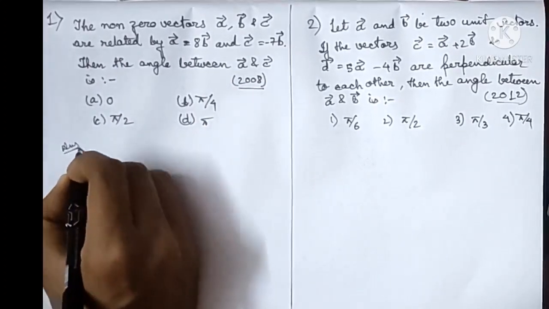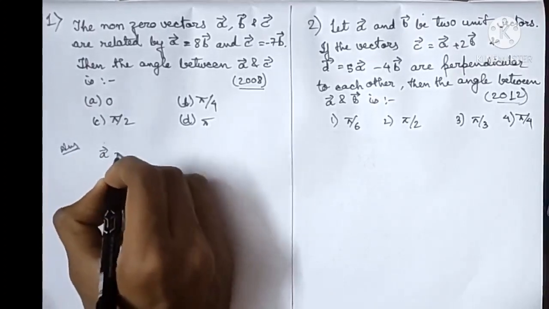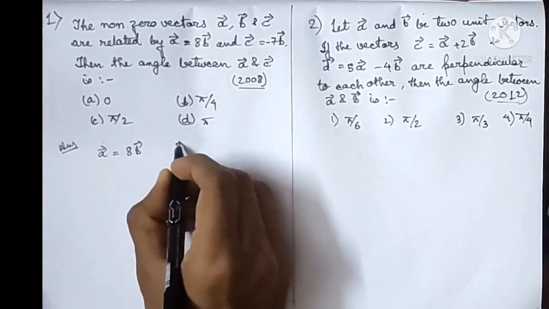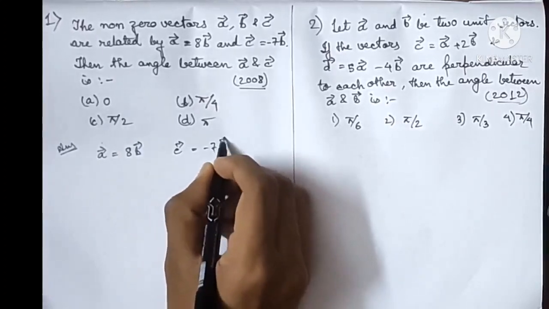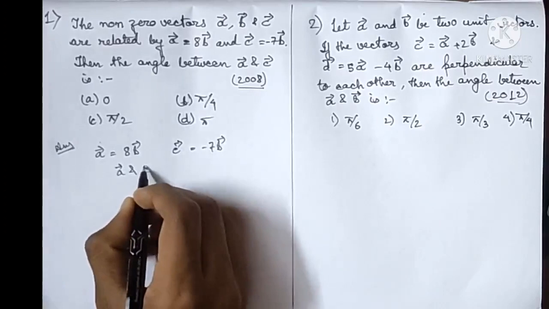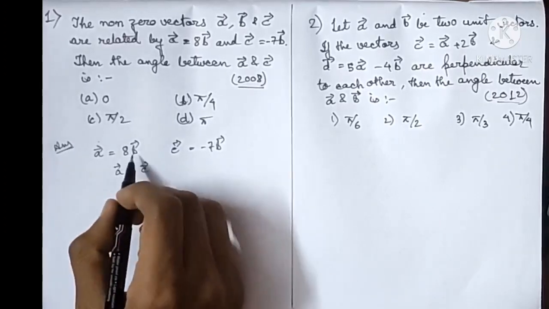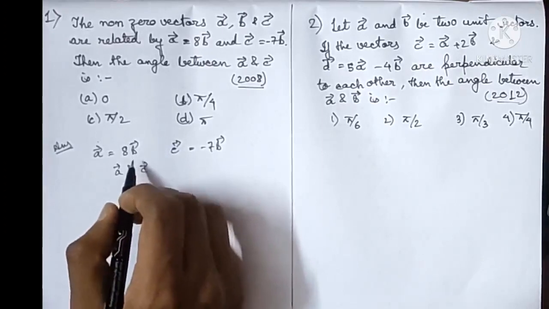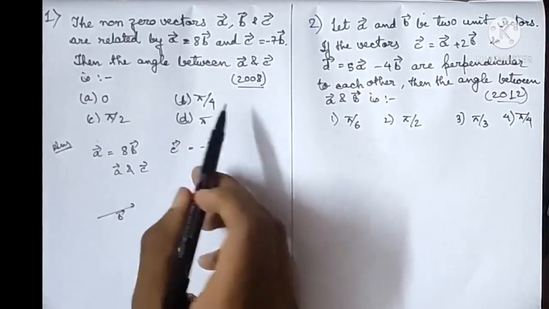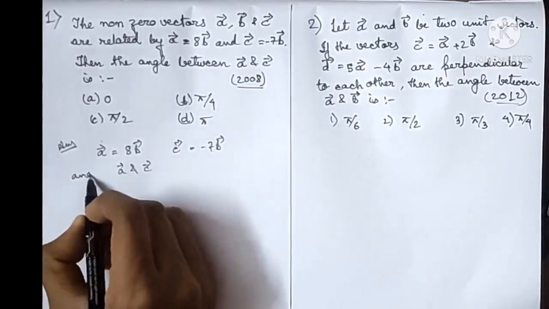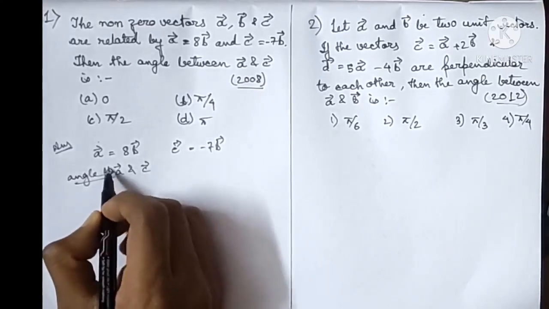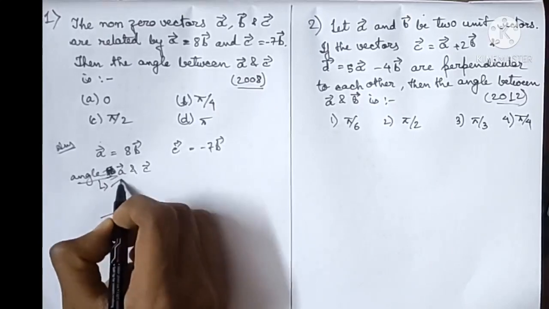Here a is equal to 8b and c is equal to minus 7b. This is what we have got, and we need to find the relation between a and c, right? So see, we are just having one vector. Suppose this is the b vector, and we have to find just the angle between these two vectors.